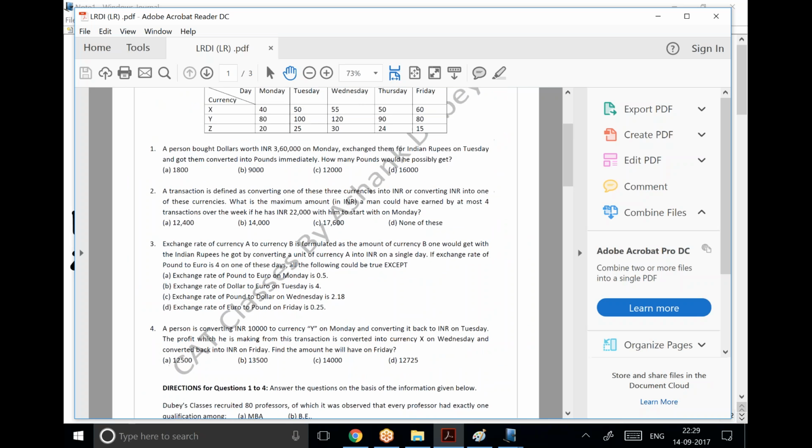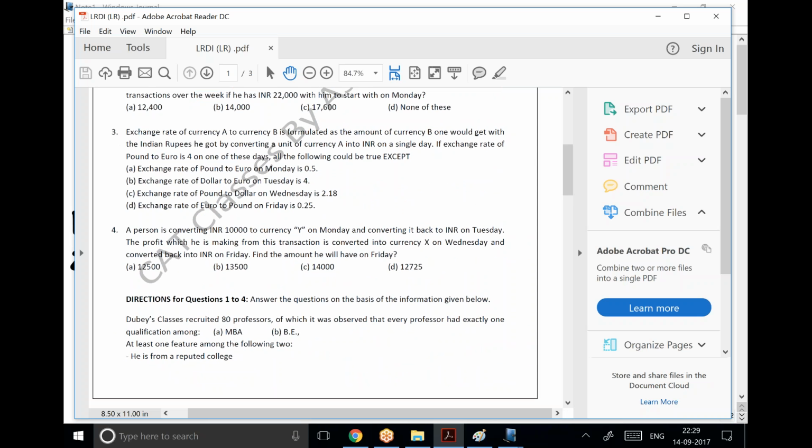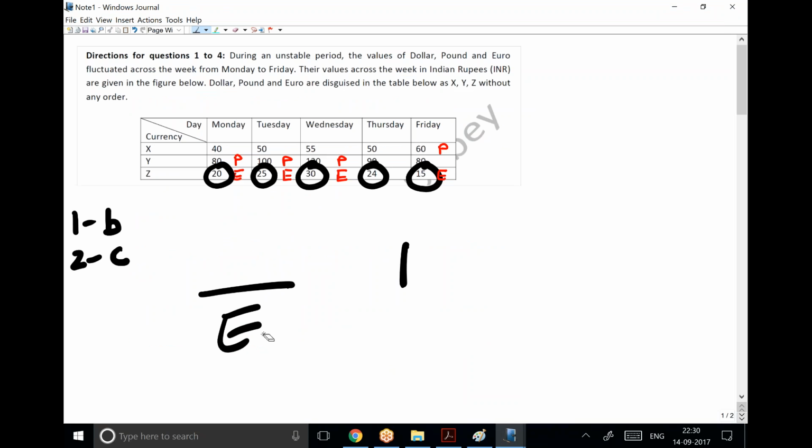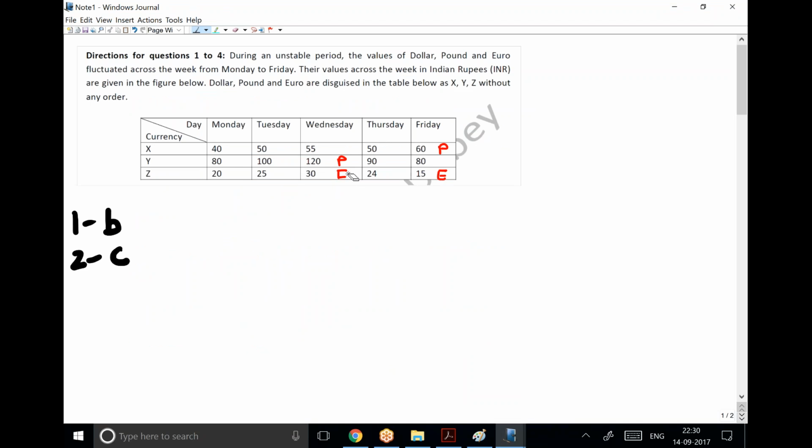And if you see the last question of this particular caselet, they are saying a person converts 10,000 currency into Y on Monday and converts back to INR on Tuesday. The profit he makes from this transaction is converted into X on Wednesday and converted back to INR on Friday. So they are looking for the amount he will have on Friday. What exactly is question 4 talking about? It is an easy question, which you can do now.